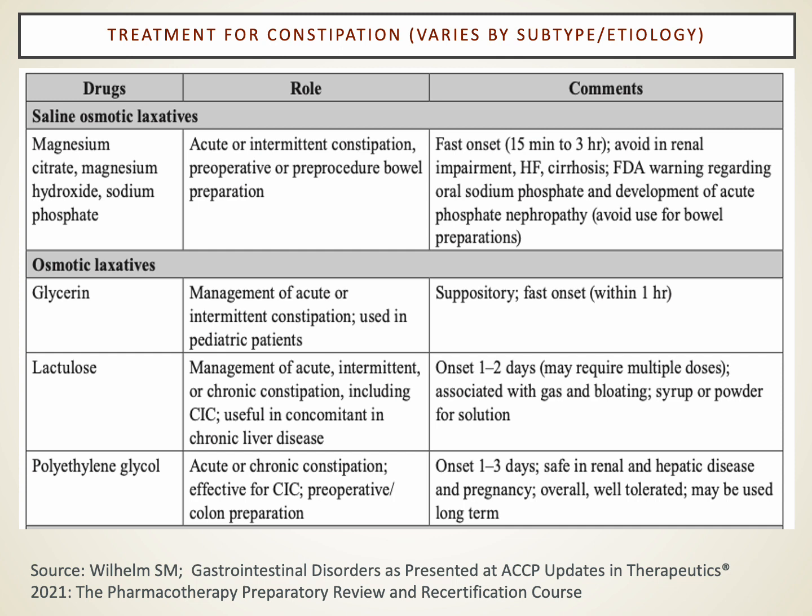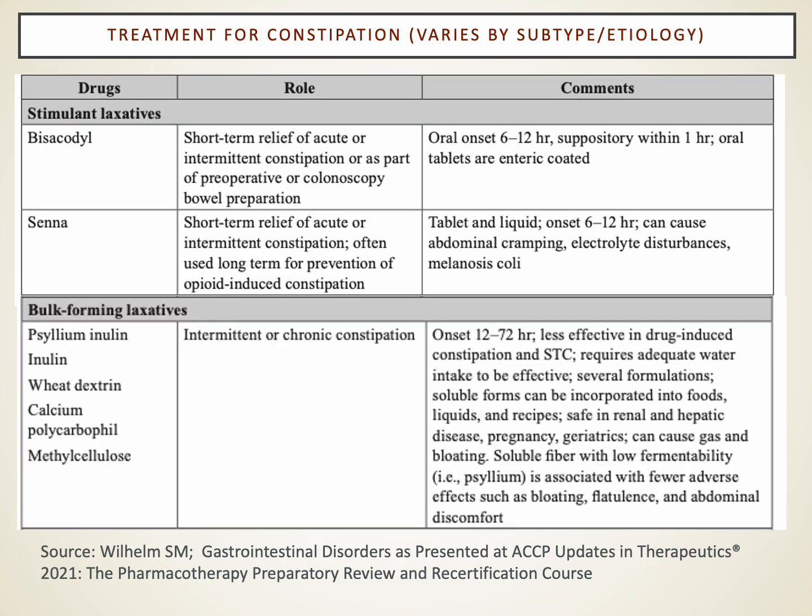Of the osmotic laxatives, probably polyethylene glycol is the one you'll see used most often. It's used for both acute and chronic constipation. It's effective and safe in most patients, well tolerated. It's really our go-to first-line drug for a patient who has chronic constipation. We see the stimulant laxative bisacodyl and more commonly senna, particularly senna when we look for folks who have opioid-induced constipation, really very commonly used for that for prevention in combination usually with docusate.